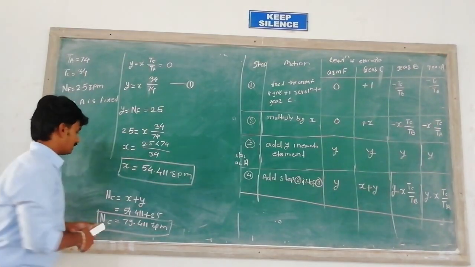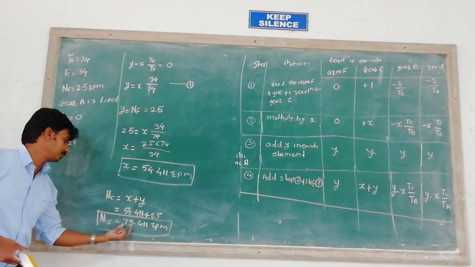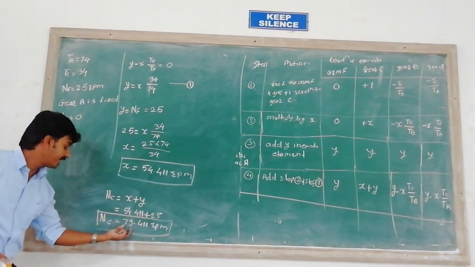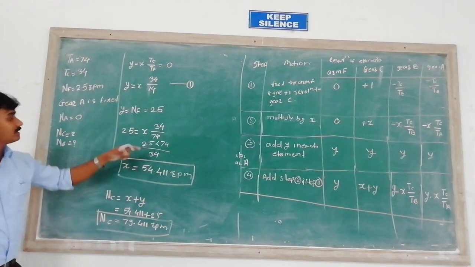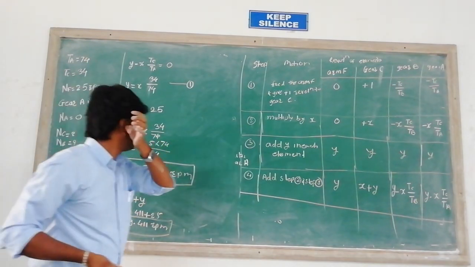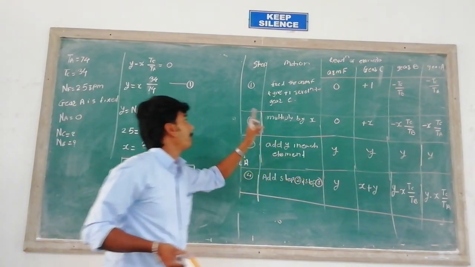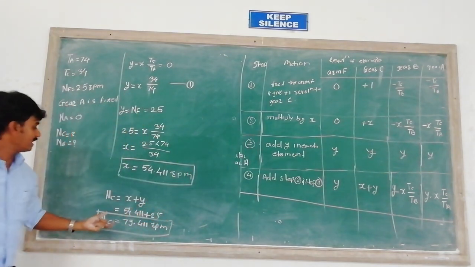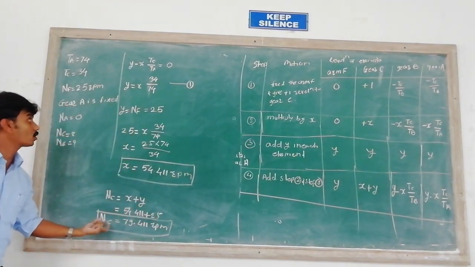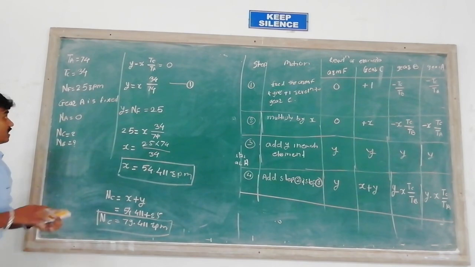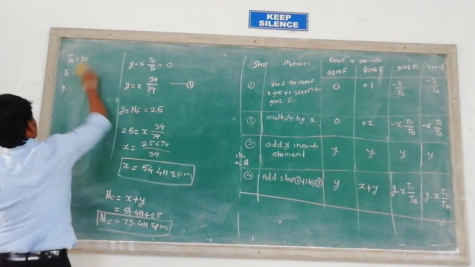Okay, and the plus term indicates that when we give the y revolution to the arm F in clockwise direction, then gear C will rotate also in a clockwise direction. I will write here a small diagram.